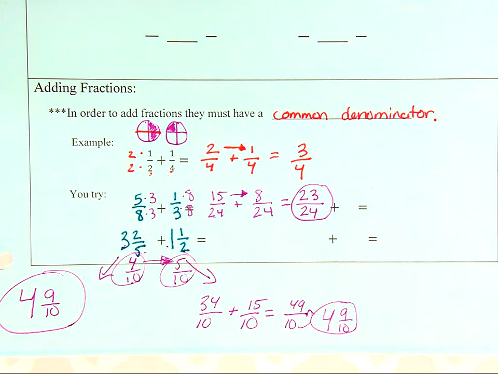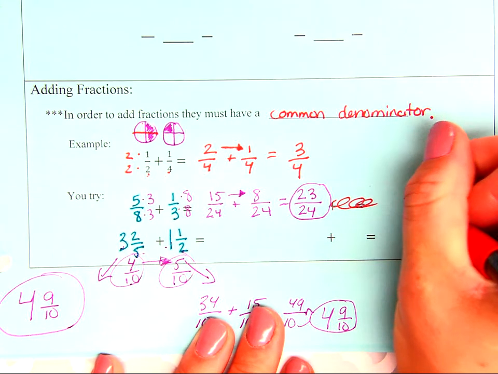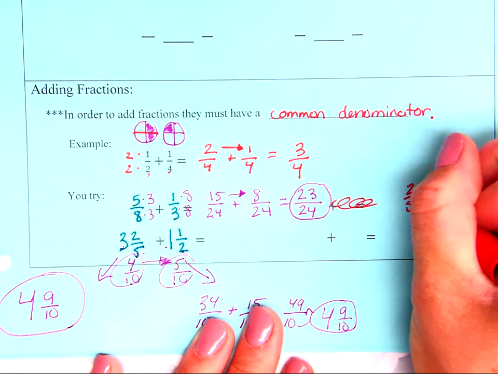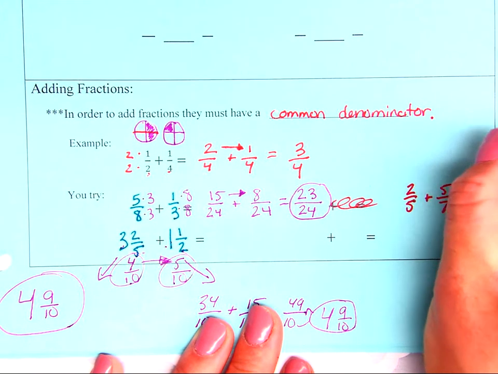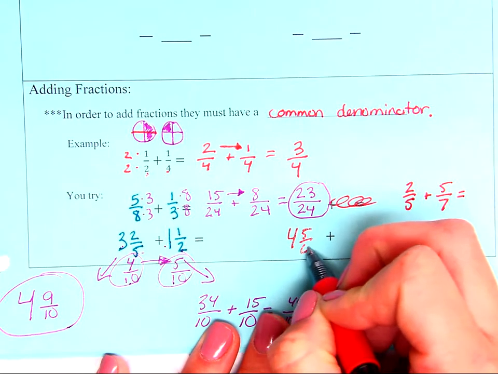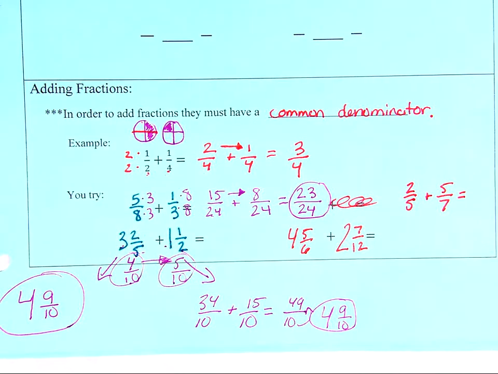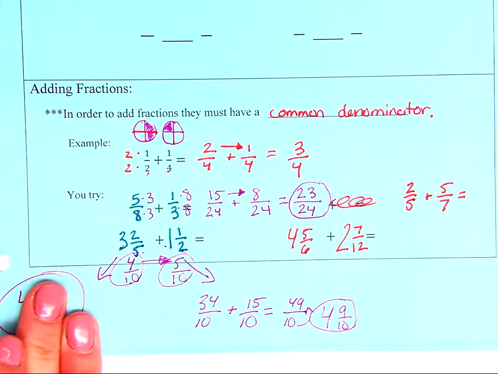So I'm going to have you try 2 more adding fractions. So I kind of wrote into my space there. So your second one's 2/5 plus 5/7, and 4 and 5/6 plus 2 and 7/12. So go ahead and pause the video to give those ones a try.